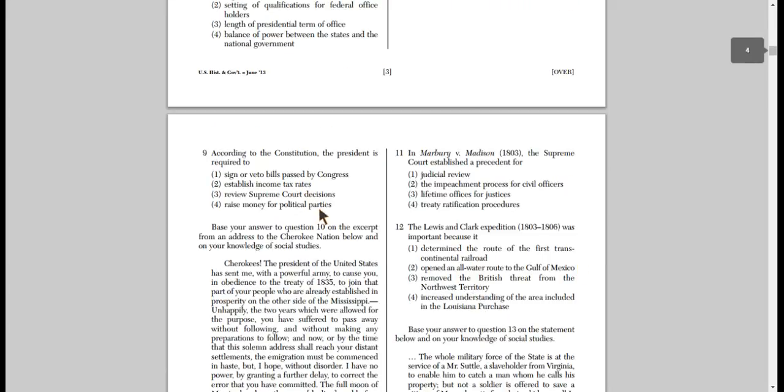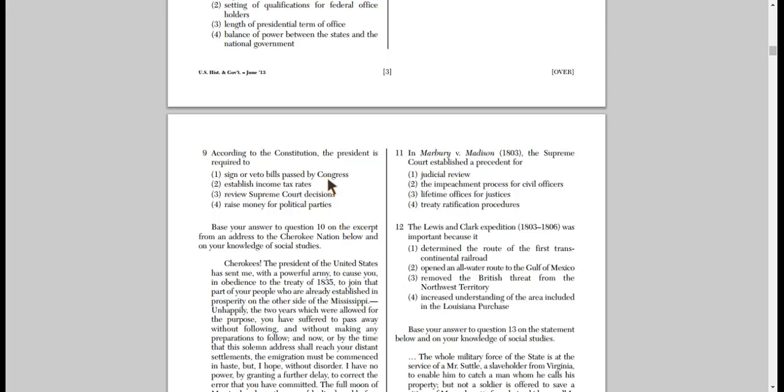Okay, so the last question we're going to do for this video. According to the Constitution, the President is required to sign or veto bills passed by Congress, establish income taxes, review Supreme Court decisions, or raise money for political parties. All right, so you're going to pause, get rid of 2, choose your answer, and come back. All right, so hopefully you got rid of maybe 2 and 3 and you chose 1.